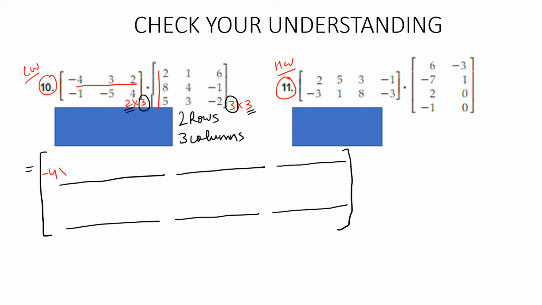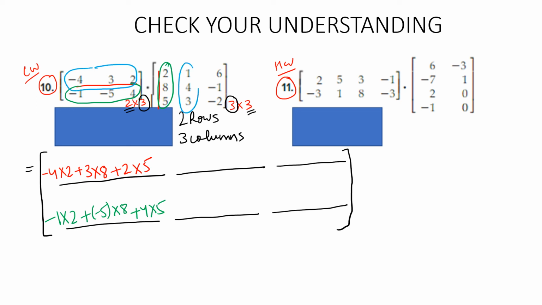So negative 4 multiplied with 2 plus 3 multiplied with 8 plus 2 multiplied with 5 comes here. Now below this, second row, first column. So we can change the color. This is the second row, first column. So negative 1 times 2 plus negative 5 times 8 plus 4 times 5. Next we have this element. So this is first row, this one, and second column. So negative 4 times 1 plus 3 times 4 plus 2 times 3.